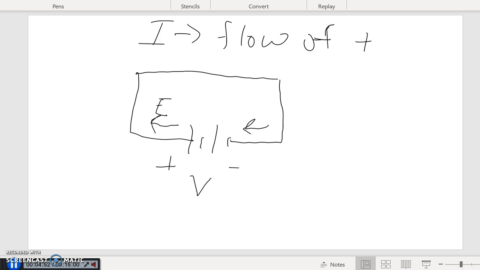The flow of positive charge. Now, we know that that is not what actually happens. We know it's the electrons that flow. We know it's the electrons that move. But this is the historical convention, so we stick with it.